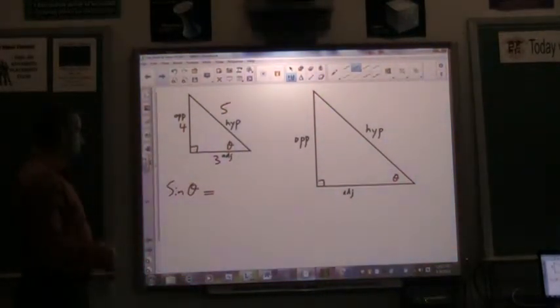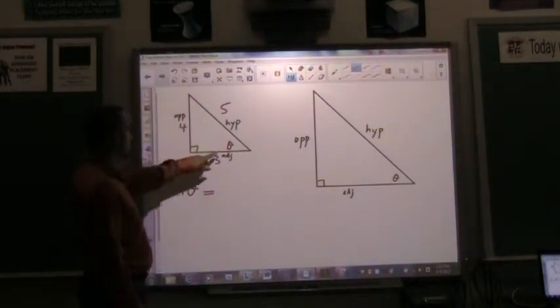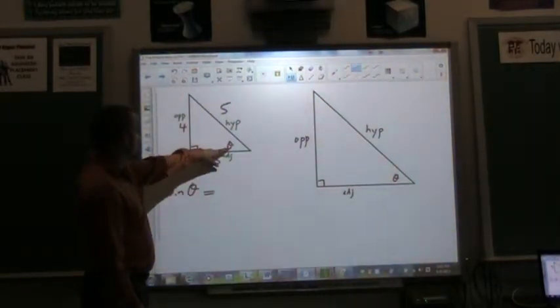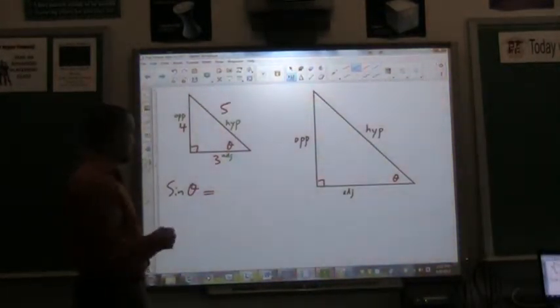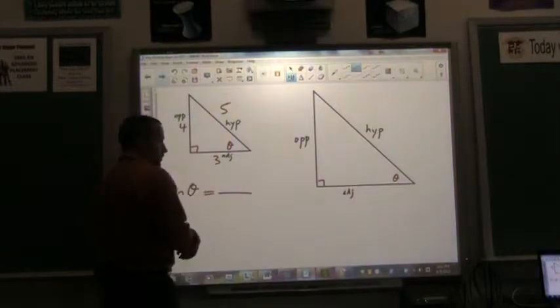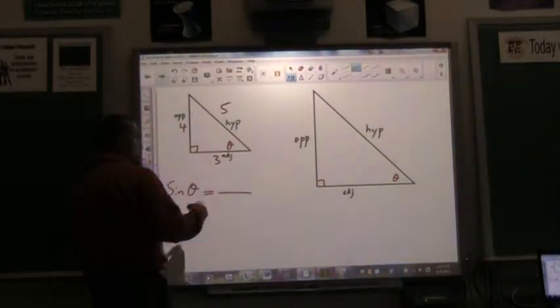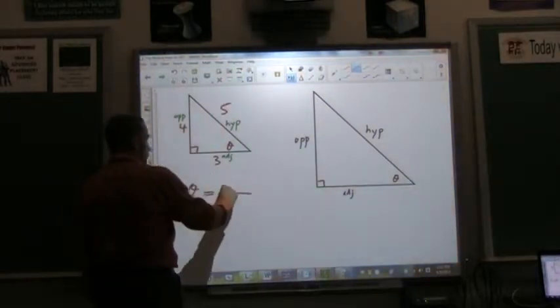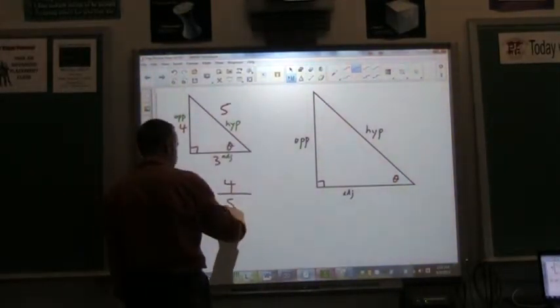So in order to do the sine of theta, I need to label my triangle. You notice I've already got this label. Here's my theta, so this is my opposite side, this is my adjacent, this is my hypotenuse. So then the sine, go back to our previous notes, is opposite over hypotenuse. So it's going to be my opposite length of 4 over my hypotenuse length of 5.